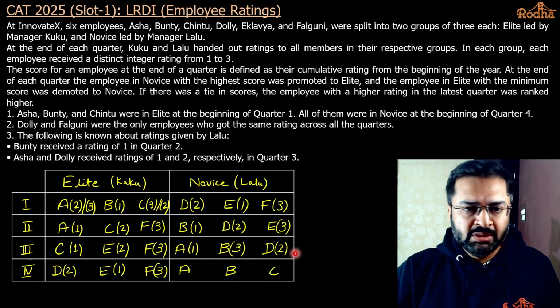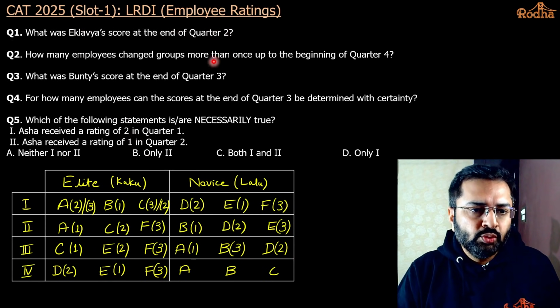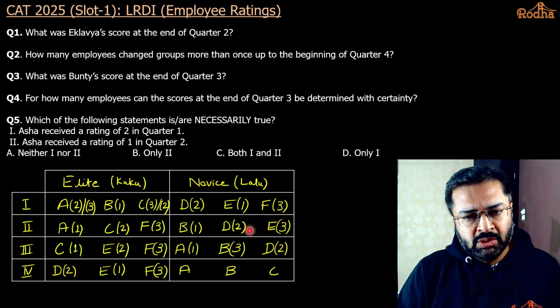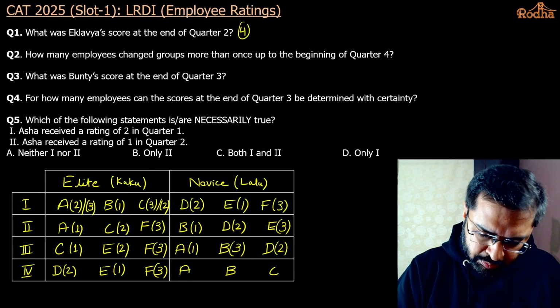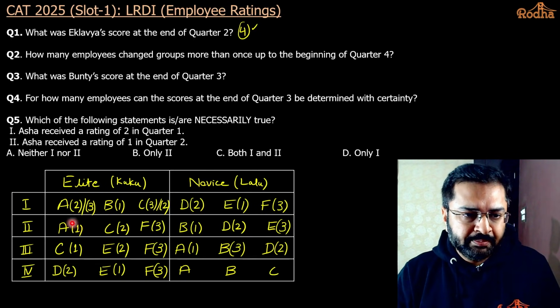Let me just show you the questions now. What was E's score at the end of quarter 2? E's score at the end of quarter 2. So this is quarter 2. So it would be 1 plus 3, 4. Simple. Score would be the sum, cumulative rating.